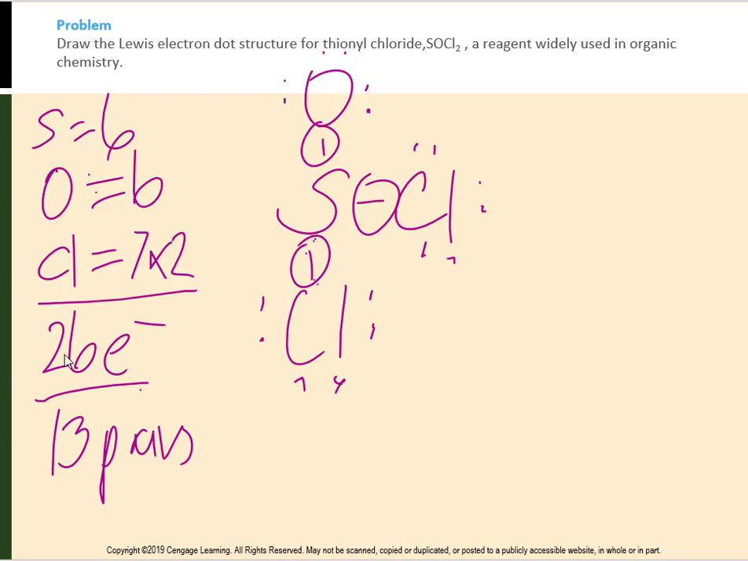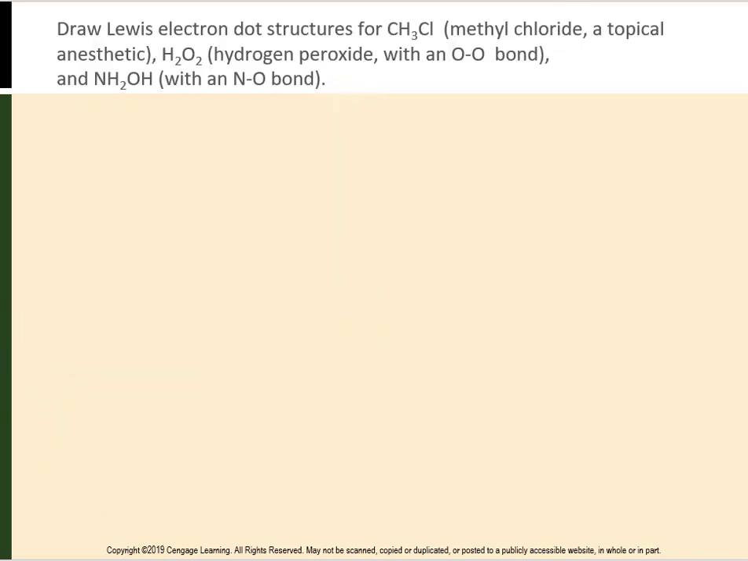We're not done because we have 26 electrons that we have to take into account. So with that one pair of electrons remaining, the central atom does not have eight. It's not following the octet right now. If we think of our sulfur, we have 6. That's where we're going wrong. We need to have a lone pair for sulfur to give it its octet. So sulfur has 8. And we now have 26 total electrons, using all of those valence electrons.